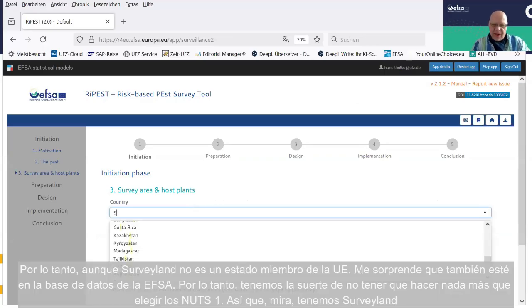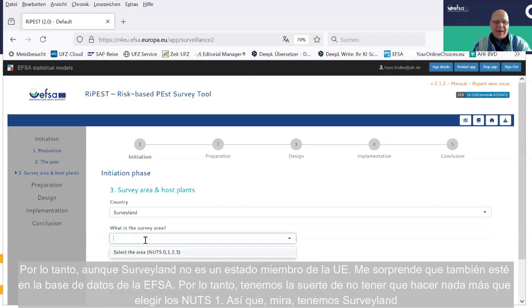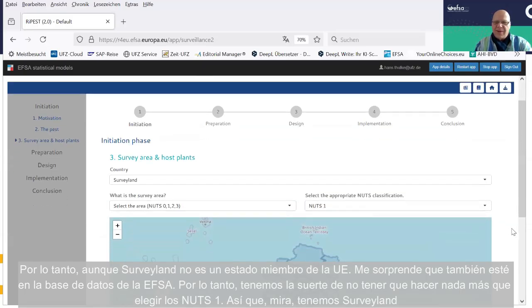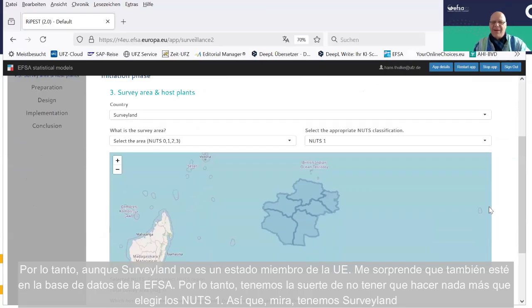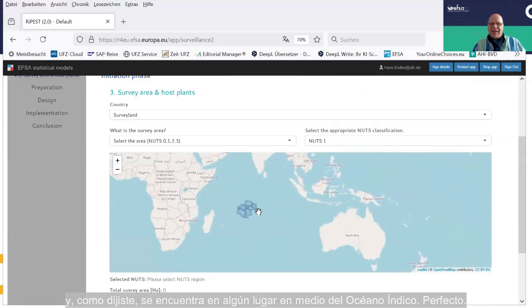So although Surveyland is not a member state of the EU, I'm surprised that it is also in the EFSA database. So we are lucky. We don't need to do anything other than choosing the NUTS 1 region. Perfect. So look, we have everything there. That's Surveyland. And as you said, it is located somewhere in the middle of the Indian Ocean. Perfect.